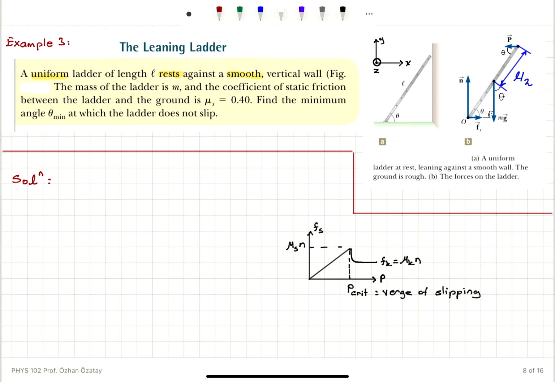There is no friction between the ladder and the wall. The mass of the ladder is m, and the coefficient of static friction between the ladder and the ground is mu s = 0.4. Find the minimum angle, theta minimum, at which the ladder does not slip.